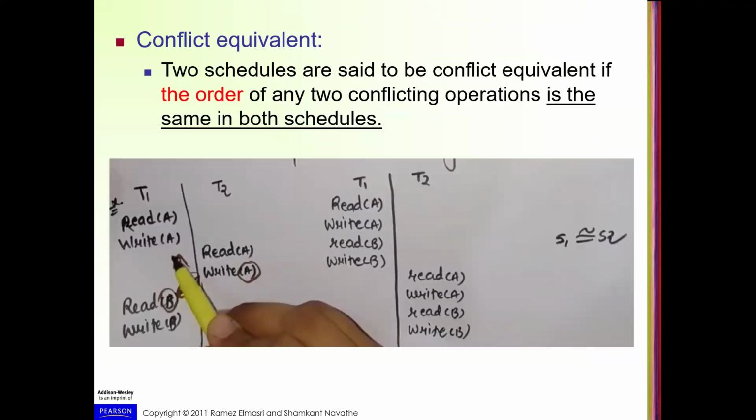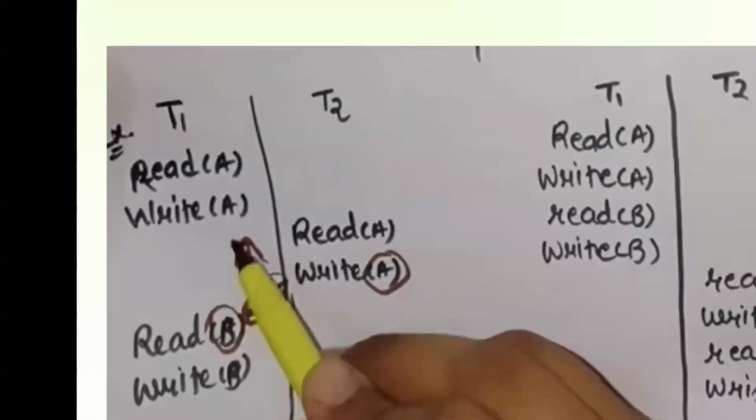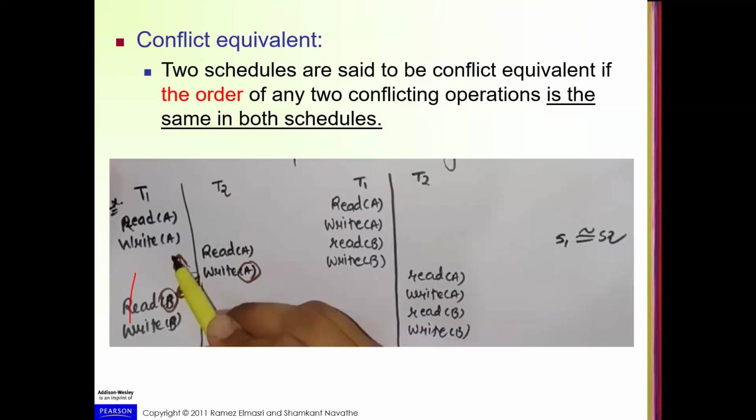Okay. Now let us understand what is conflict equivalent. Two schedules are said to be conflict equivalent if the order of any two conflicting operations is the same in both schedules. What is a conflicting operation? We know wherever there is a write, there is a conflict, right? So there is a write here, there is a write here. Now, what are we doing here? We are pushing the write up, and it is producing the same thing, just like the previous example. Then it is called conflict equivalent also, result equivalent and also conflict equivalent.